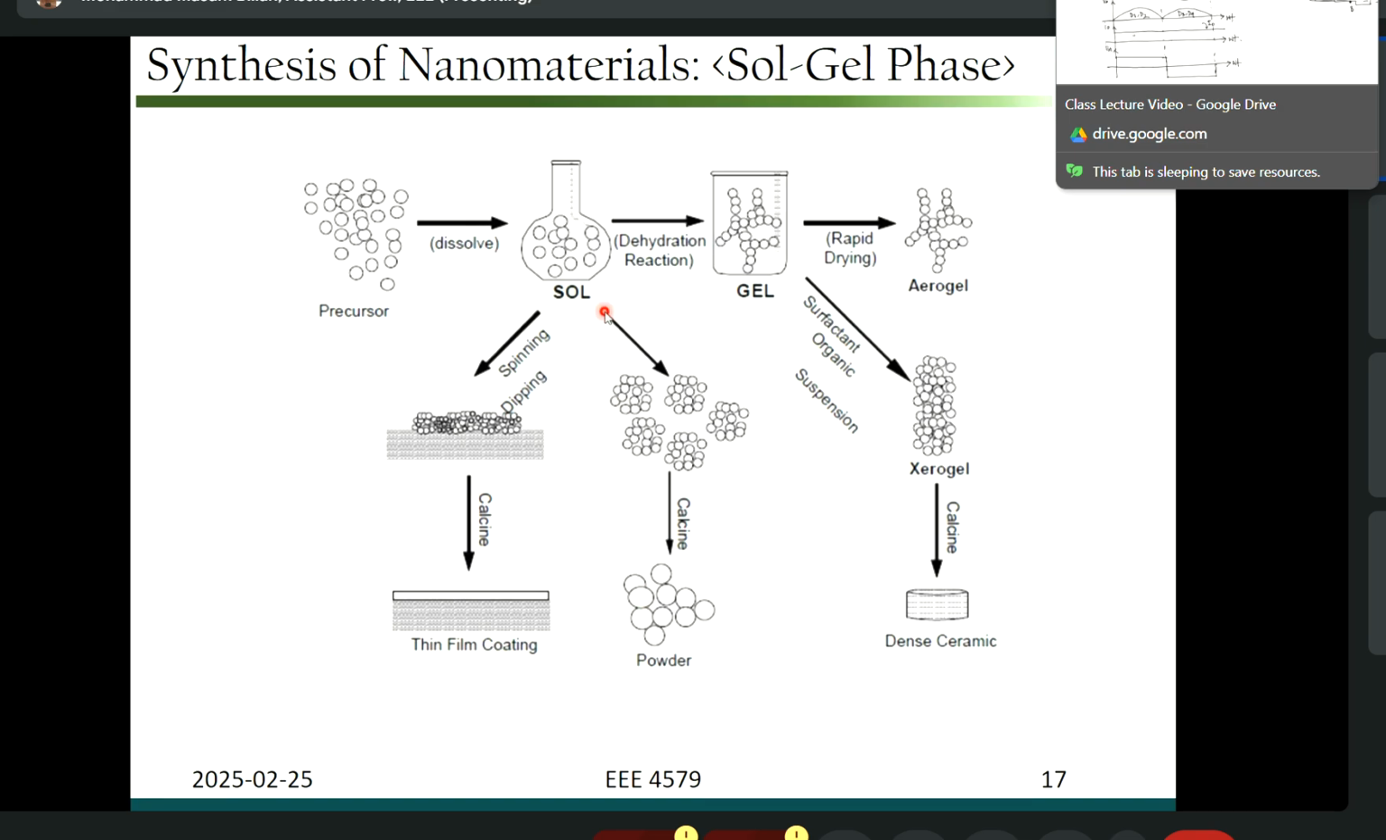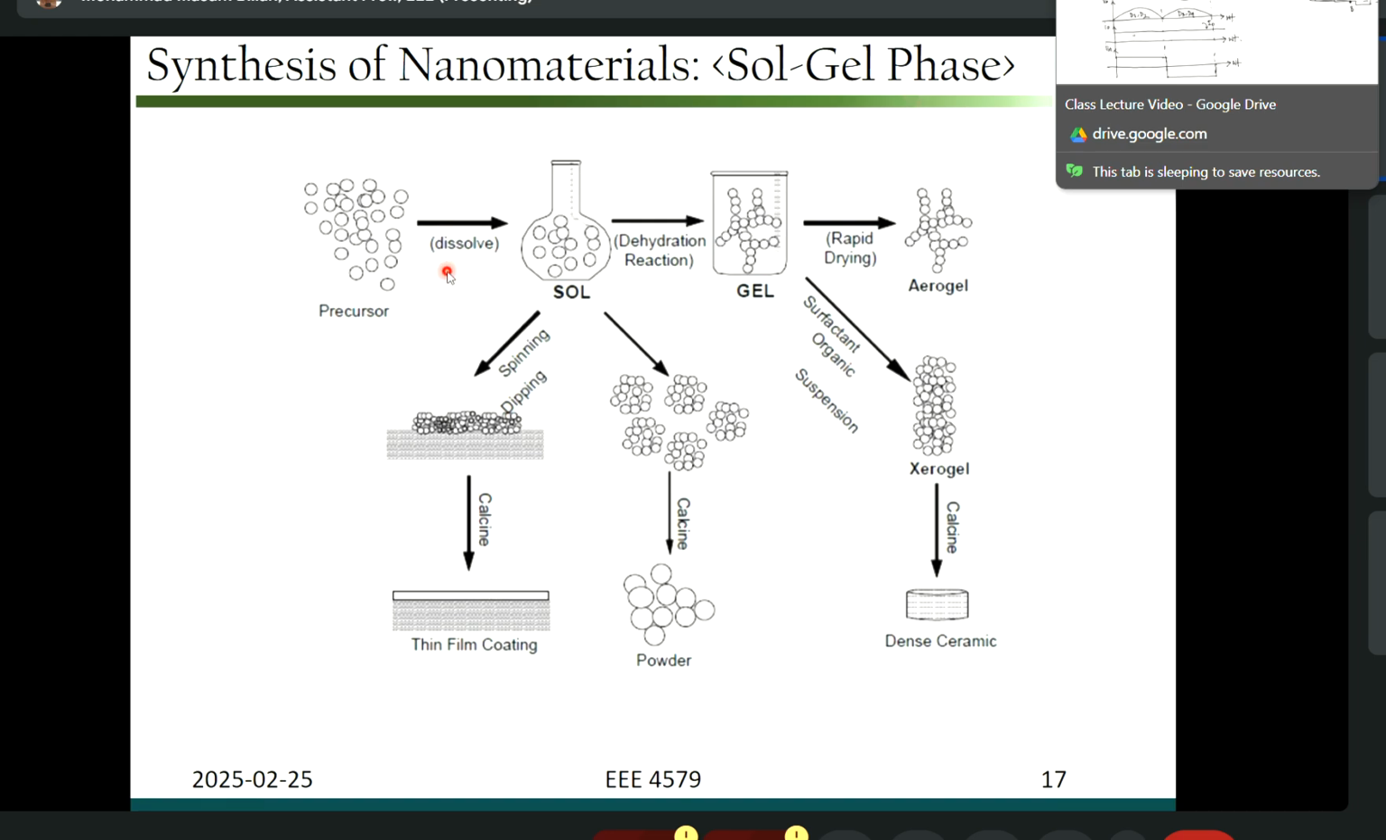And from the solution, one part, the liquid phase, will be deposited on the thin film, and the powder phase, how to get the other material from the solution? You can get it by some other synthesis method, and they will produce the powder. So from solution you can get either a thin film coating or you can make the powder. So this is one example of complex phase nanomaterials.